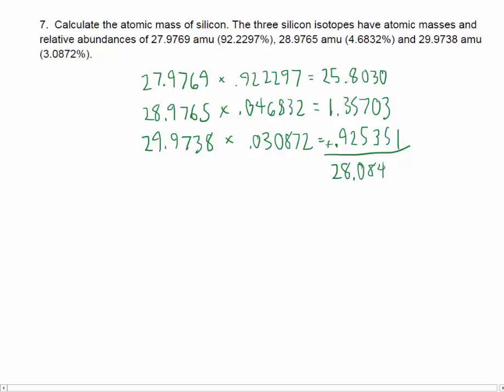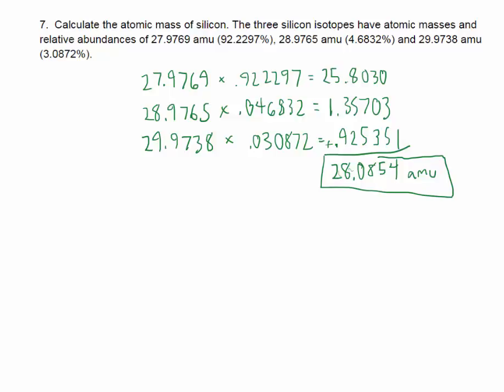28.0854 AMU. And again, if you accidentally shift those decimals the wrong way, you'll probably catch it if you remember to check that your answer falls in between the lowest and the highest isotope masses, which this one does.